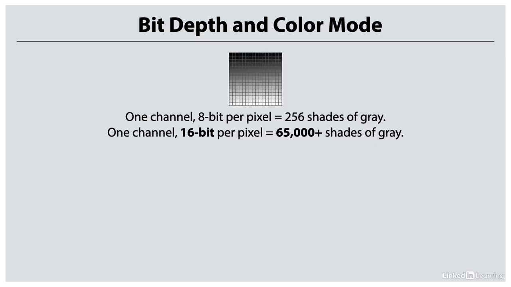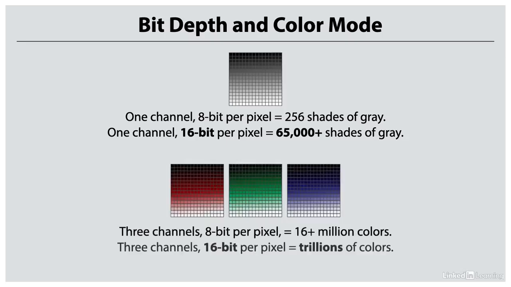So to help solve this problem, we can work in 16-bit. So while a one-channel 8-bit per pixel grayscale image can display 256 different shades, a one-channel 16-bit per pixel grayscale image can contain over 65,000 shades of gray. And while a 3-channel 8-bit per pixel RGB image can display over 16 million colors, a 3-channel 16-bit per pixel RGB image can display literally trillions of colors.